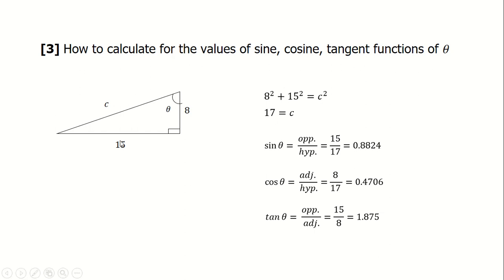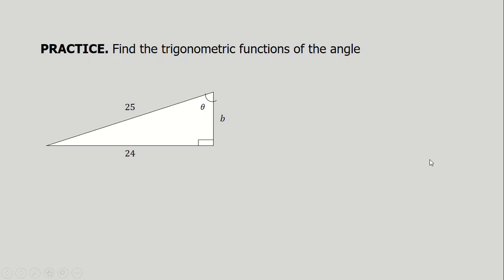The opposite is 15, adjacent is 8, which you can see here on the tangent function. Can you solve for the trigonometric functions considering this triangle and this angle? And remember, you have a missing leg here. I will be showing the answer in 3 seconds, but feel free to pause the video.